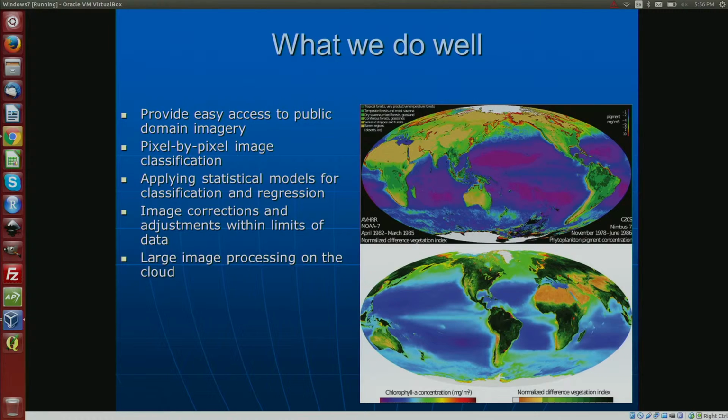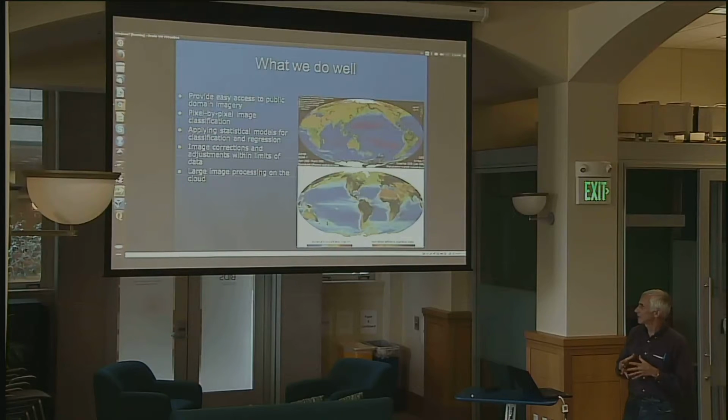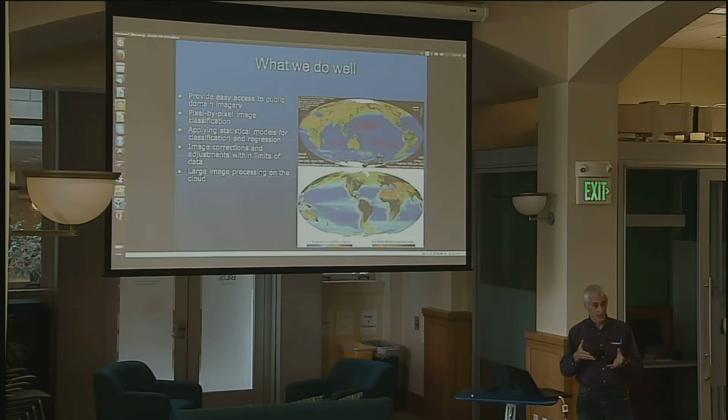I think we do pixel by pixel classification pretty well. That's pretty much what we've been doing forever. I think we've got the statistical models down reasonably well. I mean, you still see new things coming out in the peer-reviewed literature that they say was an incremental improvement over something else. But I think in general we do that quite well. I think as far as the image corrections and adjustments for the geometry and the radiometry, we do that reasonably well. I think the limits there are more the data that we have available.